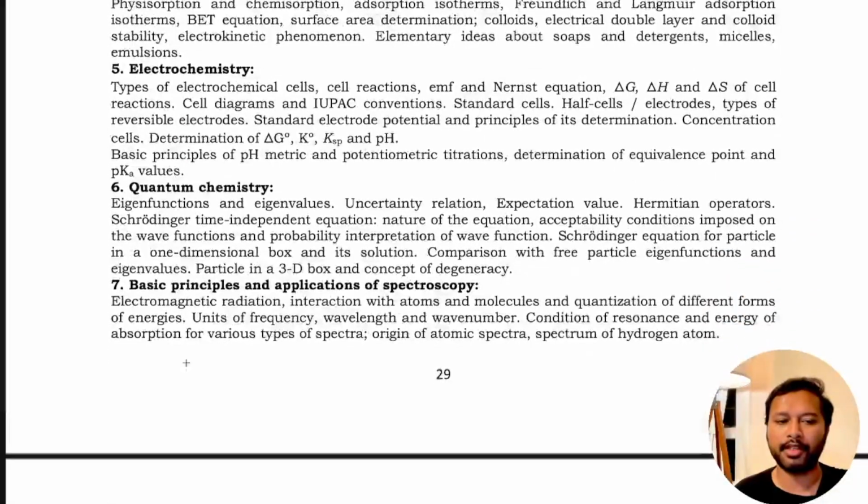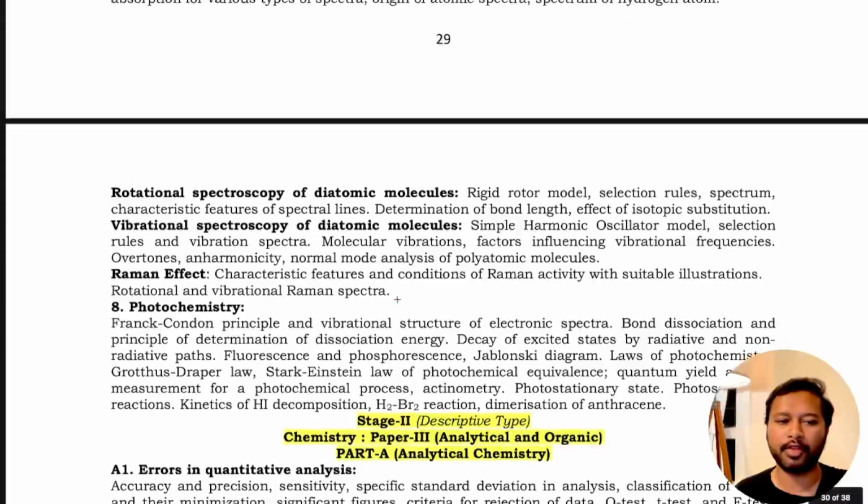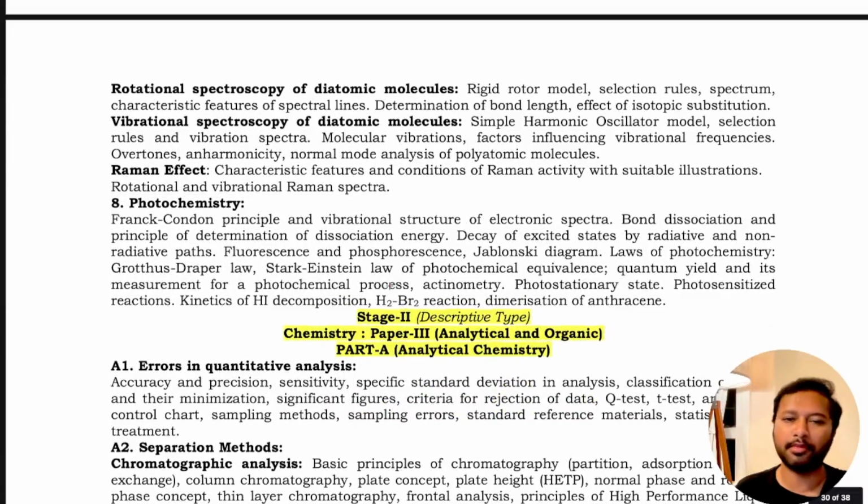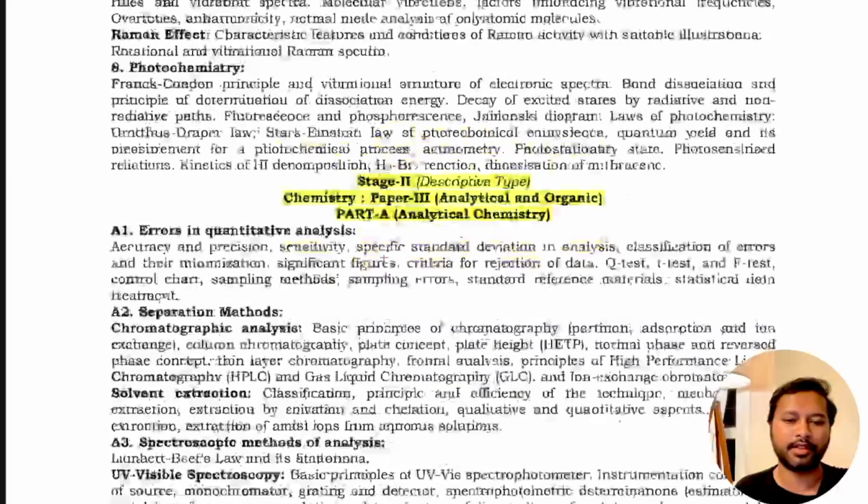Paper 2 is physical chemistry: kinetic theory of gases, solid state, chemical thermodynamics, kinetics and catalysis, electrochemistry, quantum chemistry, basic principle of spectroscopy, rotational spectroscopy, vibrational spectroscopy, Raman effect, photochemistry. So basically your entire master's level syllabus in a little bit more detail will be asked here.